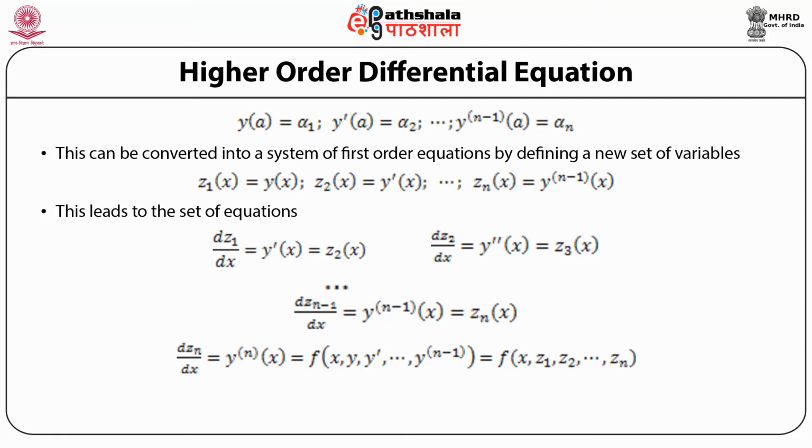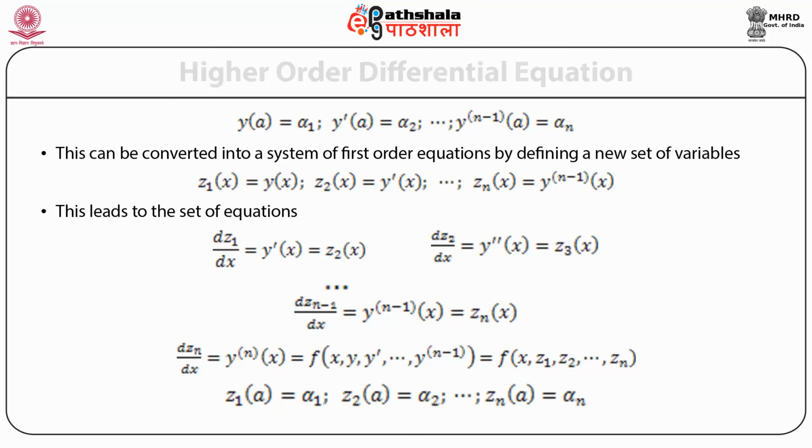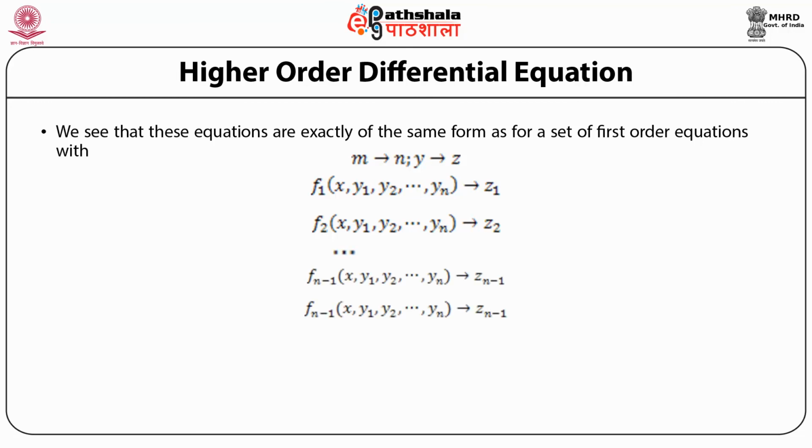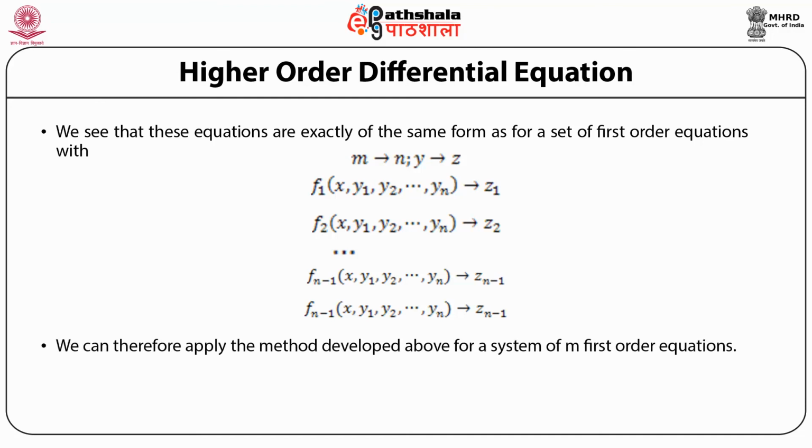where z1(a) is equal to alpha 1, z2(a) is equal to alpha 2, and so on, zn(a) is equal to alpha n. We see that these equations are exactly of the same form as a set of first order equations with m to n and y to z. So f1(x, y1, y2, till yn) is denoted as z2, and so on, f of n minus 1 of x, y1, y2, till yn is denoted by zn. We can therefore apply the method developed above for a system of m first order equations.